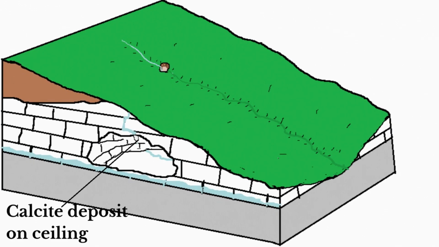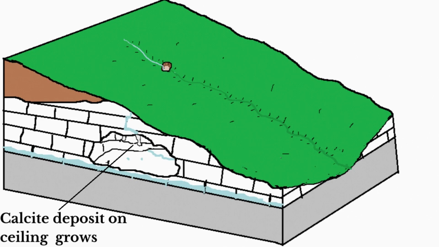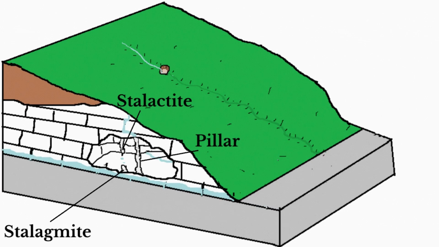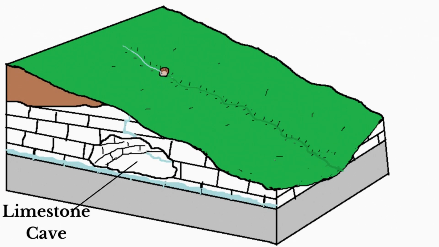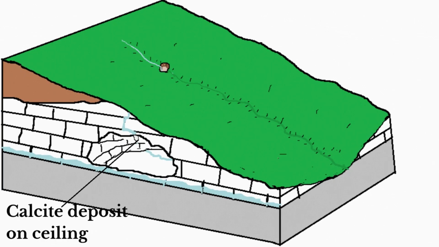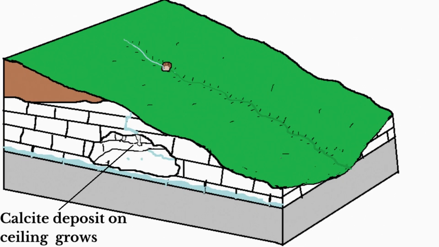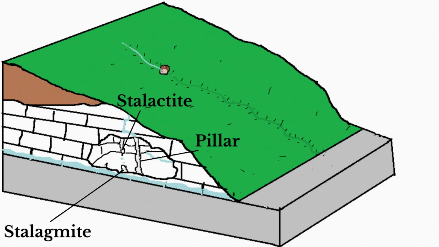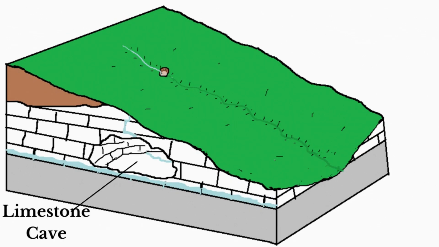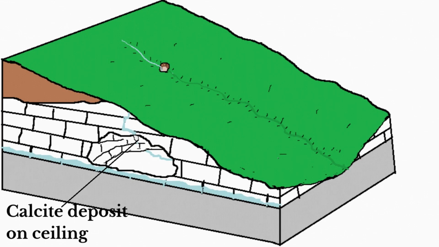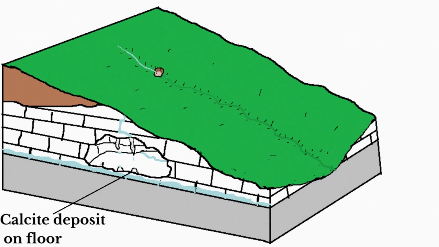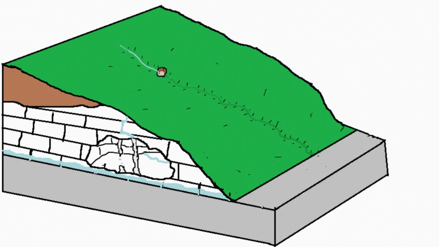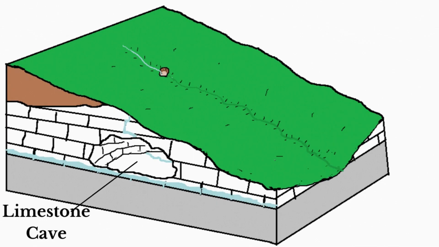Over time, a stalactite will form on the ceiling of the cave. Stalactites are sharp, slender, downward growing pinnacles with an icicle-shaped appearance. Water may also drip to the floor of the cave and deposit calcite as the water evaporates. This feature, known as a stalagmite, grows upwards. Stalagmites are shorter, fatter, and more rounded features with a stumpy appearance.